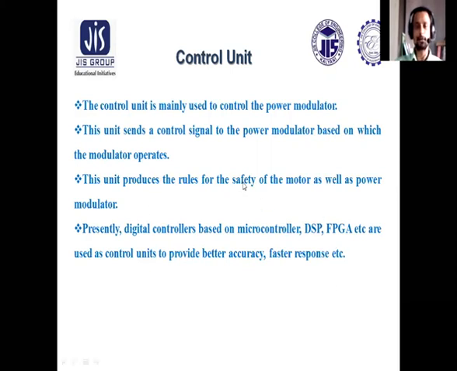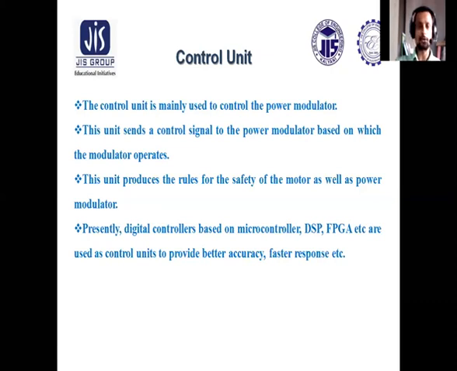Next is the control unit. This could be considered the heart of the system. The control unit is mainly used to control the power modulator. As I said earlier, the control unit regulates the motor by means of the power modulator. The control unit sends a signal to the gate terminal of the switch of the power modulator, and depending on that signal, the switch will be turned on or off.